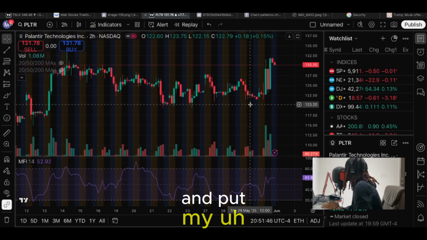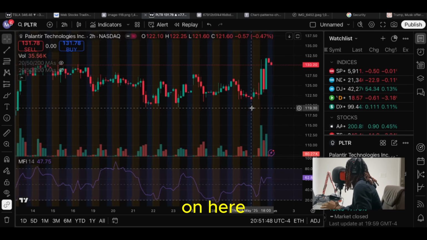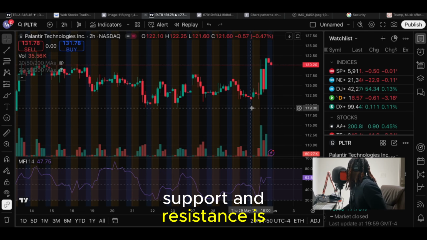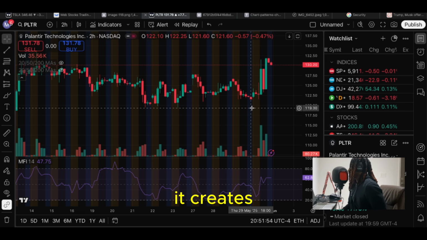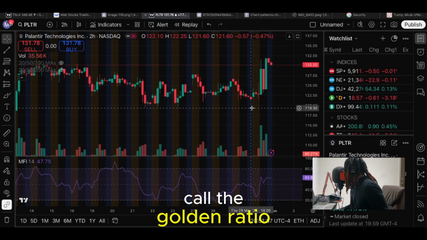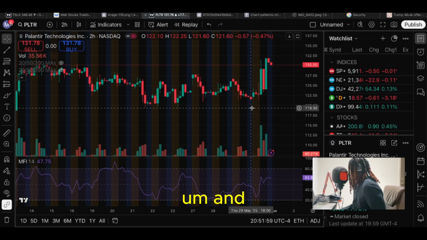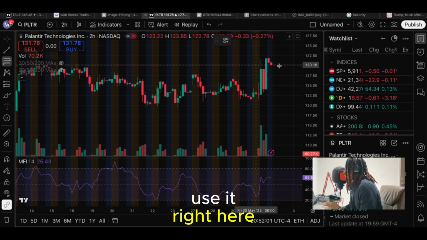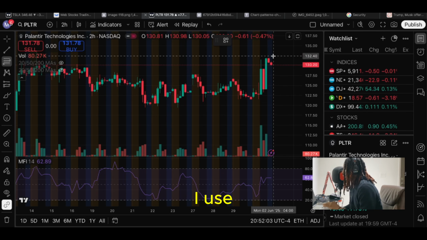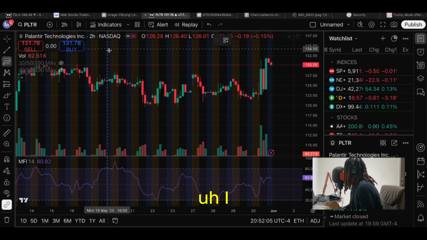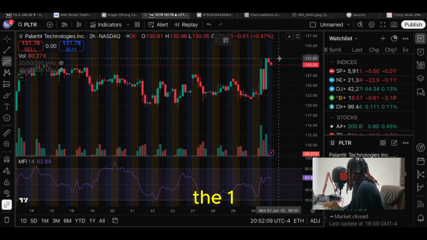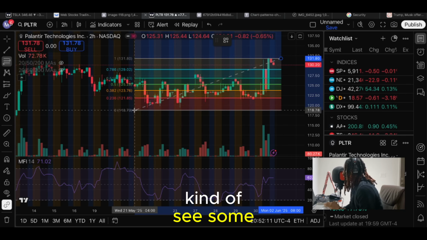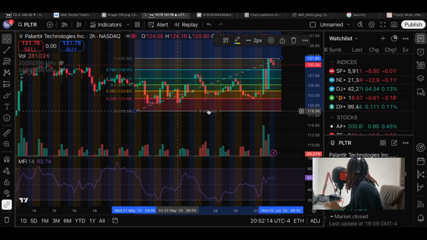I'm gonna go ahead and put my support and resistance lines on here. What I use for support and resistance is Fibonacci retracement. Fibonacci retracement creates its levels off of what you call the golden ratio. And I'm gonna show you how I use it right here. I use my most recent high. I usually do it on the 2 hour. When I'm day trading, I do it on the 2 hour or the 1 hour, just so I can kind of see some more intricate levels.